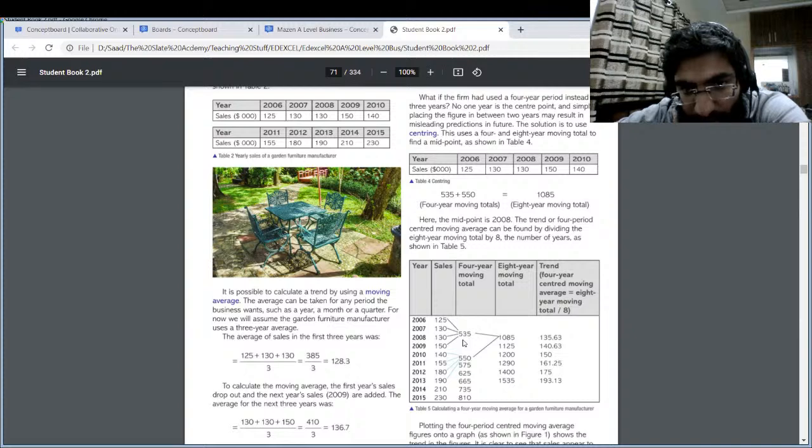So how will you calculate for this one? You will have 130 plus 130 plus 150 plus 140. What would be this value? Is this for four years, 2007 to 2010?